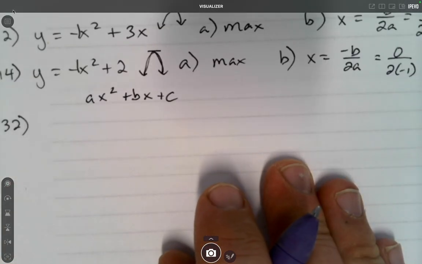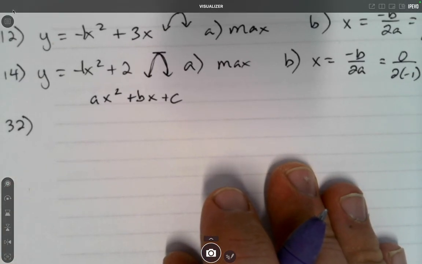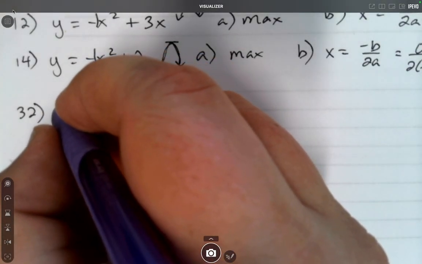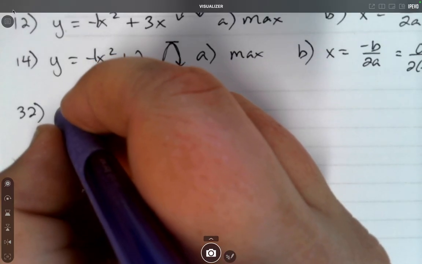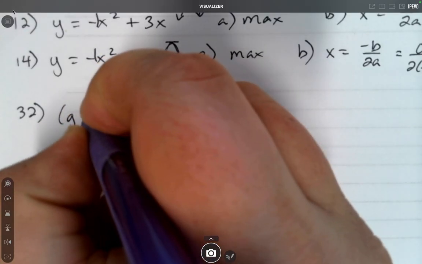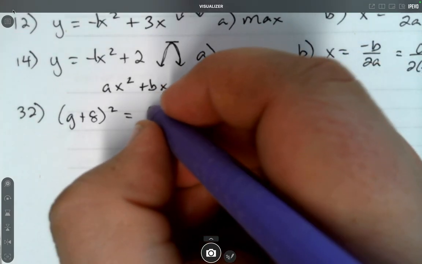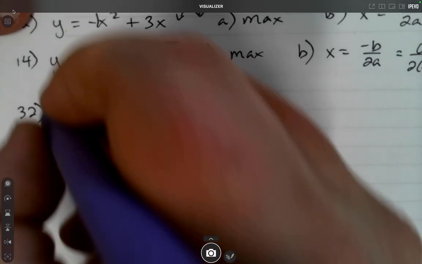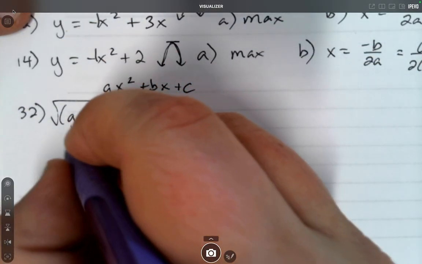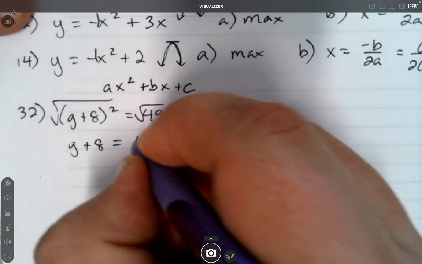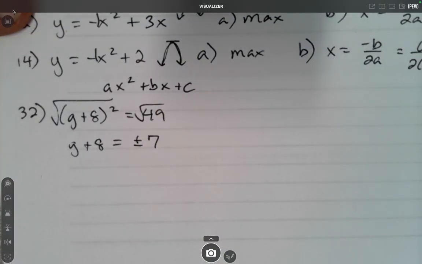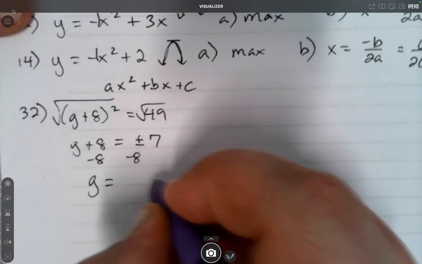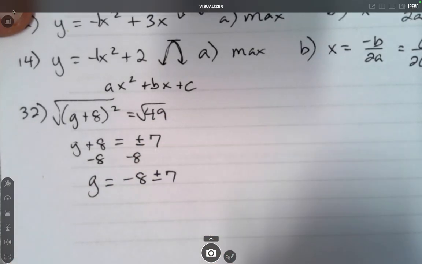Okay, for the rest of these questions, we're going to be trying to solve the quadratic equation, but we're going to use different methods to do it. On 32, we're trying to solve the quadratic equation by factoring. So 32 says g plus 8 squared equals 49. We take the square root of both sides, and we get g plus 8 equals plus or minus 7. Then we subtract 8 from both sides. We get g equals negative 8 plus or minus 7.